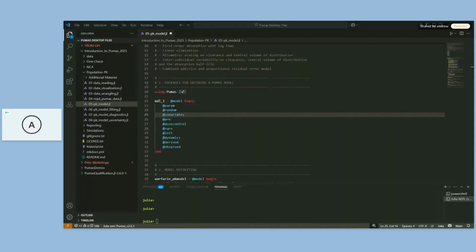Is the screen being shared? Can't see anything. Sorry, guys. It should be. Is everyone else able to see the VS Code space? Oh, it's being shared now.